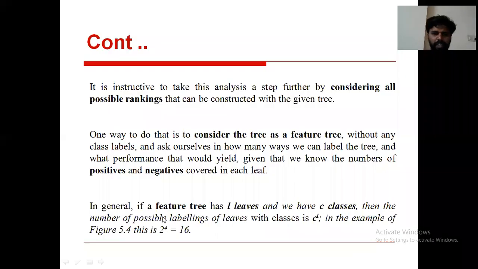See, this is a typing mistake. This is not a 24. This is 2 power 4, that is equal to 16. These many number of labelings are possible, right? Here the number of classes is 2 and the number of leaves is 4. Then how many possible labelings are there? 16 possible labelings. Now, what about figure 5.4?